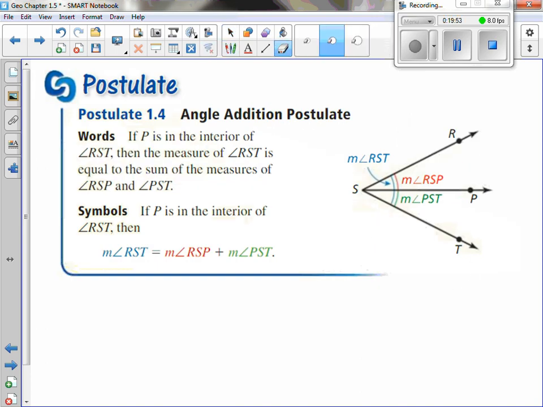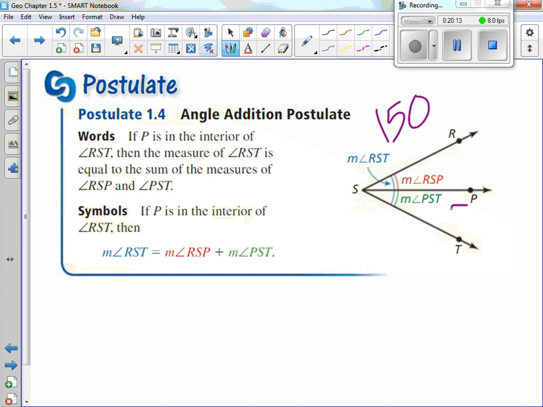I'll do this here. You guys can just watch this. There's no real reason to write this down. If this is 70 and this is 60, what's the whole thing? 130. We just added 70 and 60 together to equal the whole, yes? If I told you the whole thing was 150 and this measure was 50, what's the other angle? 100, yes? That's partially the reason I didn't include them.